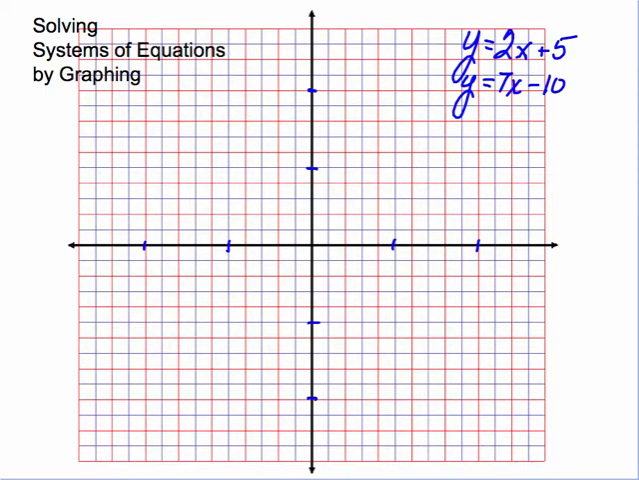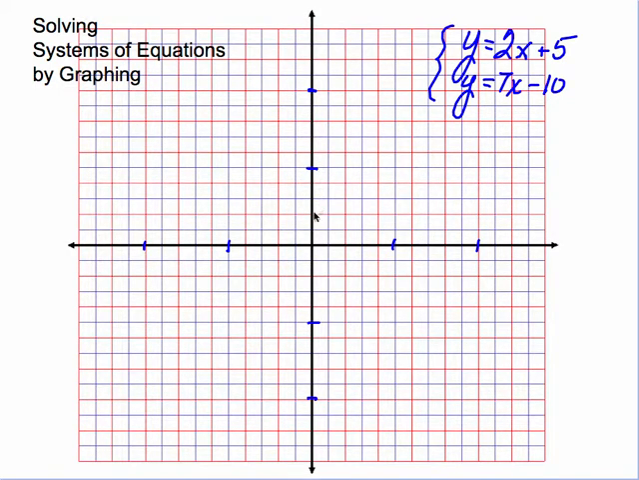In this video, we're going to be learning how to solve systems of equations by graphing, and we'll just do a few examples. The first system that we're going to do is the one shown here, y equals 2x plus 5 and y equals 7x minus 10. And the steps we're going to use are to graph both equations on the same coordinate plane and then estimate the coordinates of the place where the two lines intersect.